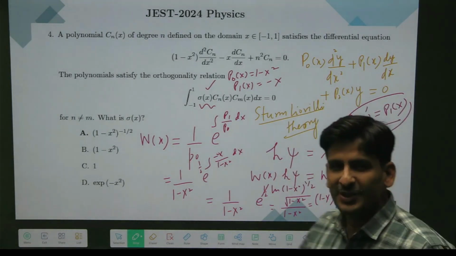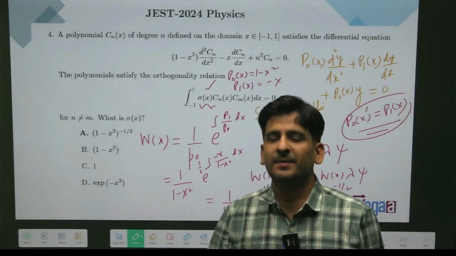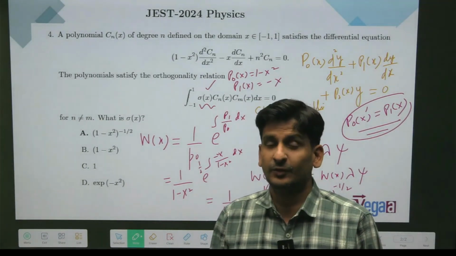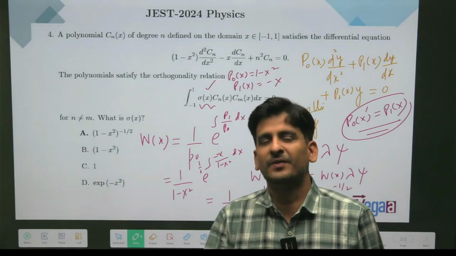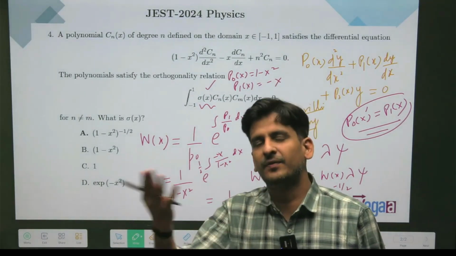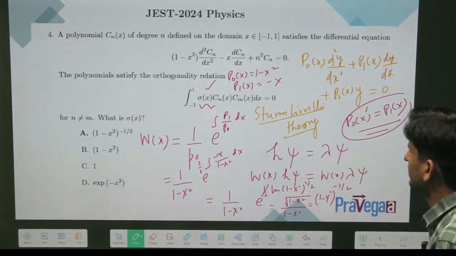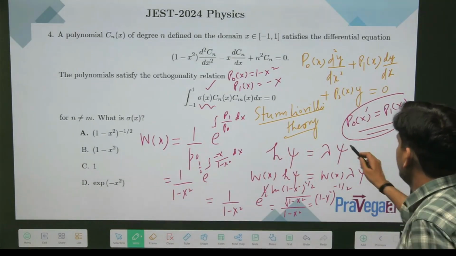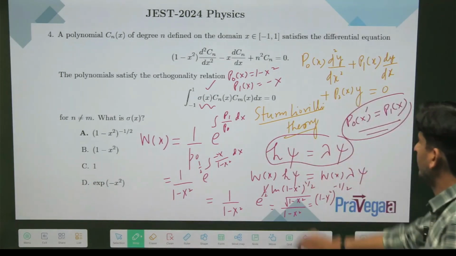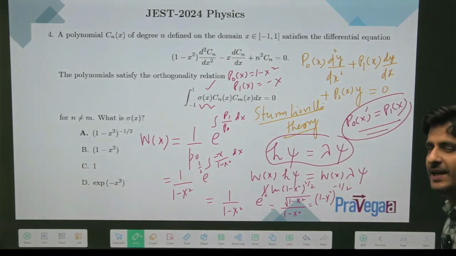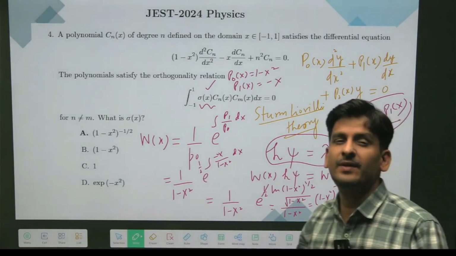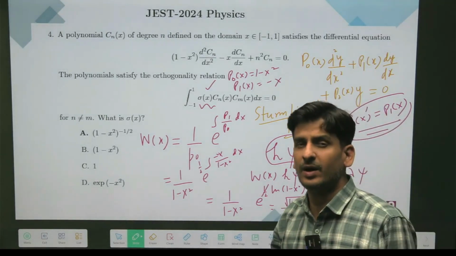Students, for those equations which you learn like Legendre, Bessel, Hermite, Laguerre, for example in Legendre, the weight function will be 1, and the weight function will be different for these different second order differential equations, which involve the eigenvalue problem. They are very important for physics, especially quantum mechanics.